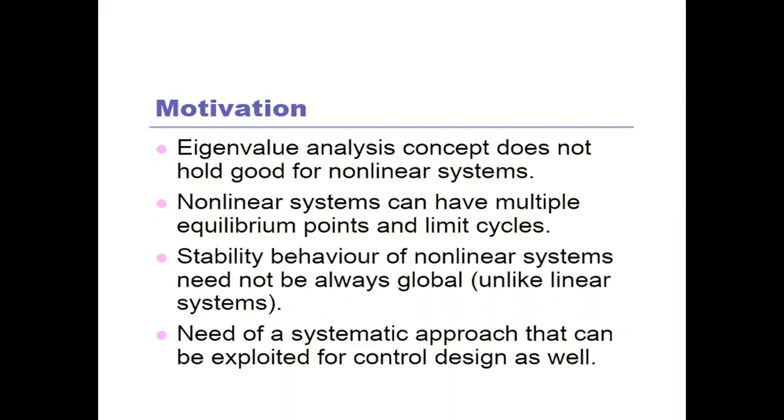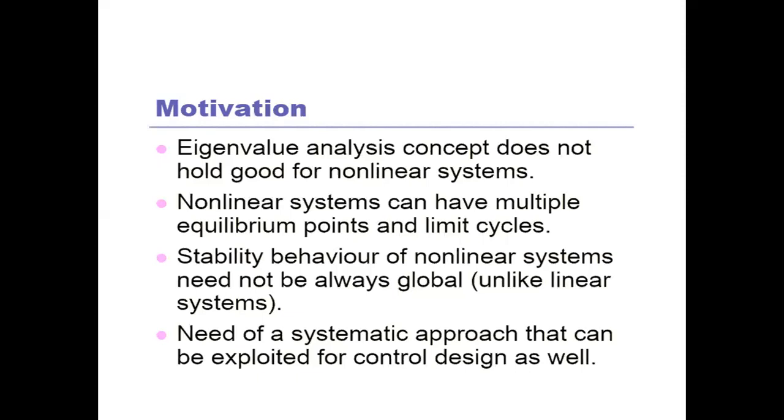Now we know the difference between a linear system and a nonlinear system. If a system doesn't follow the homogeneity and superposition theorem, then we call it a nonlinear system. In a linear system, we have only one equilibrium point. What does that mean? An equilibrium point is nothing but an operating point where the net effect of the disturbance is zero.